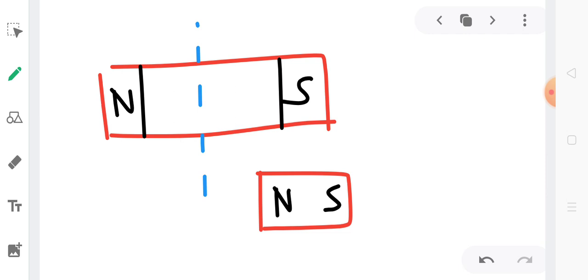So this was a brief introduction regarding magnets. In our next class, we will be discussing the magnetic field and how we can represent magnetic fields diagrammatically. Through an activity, we will try to understand the magnetic field created by a bar magnet, and then we will study its properties. Thank you.